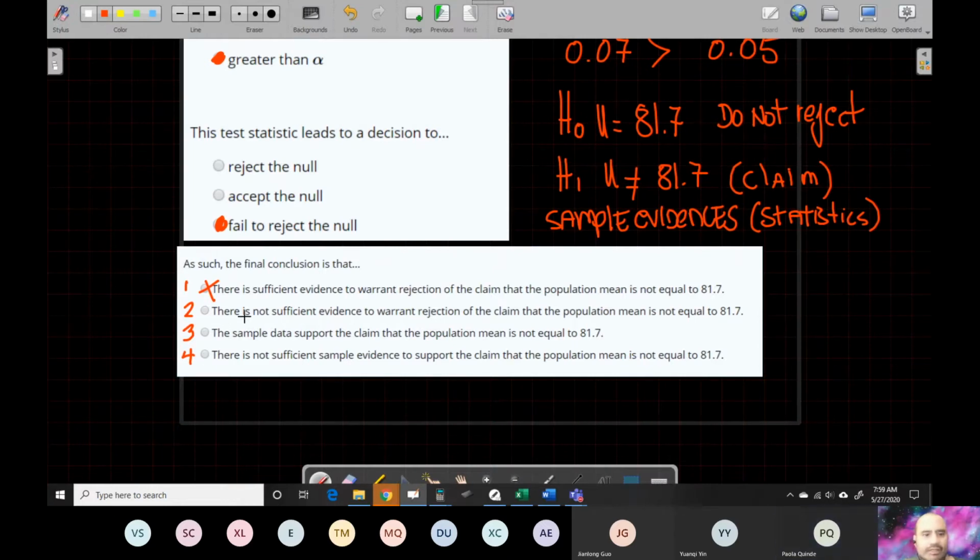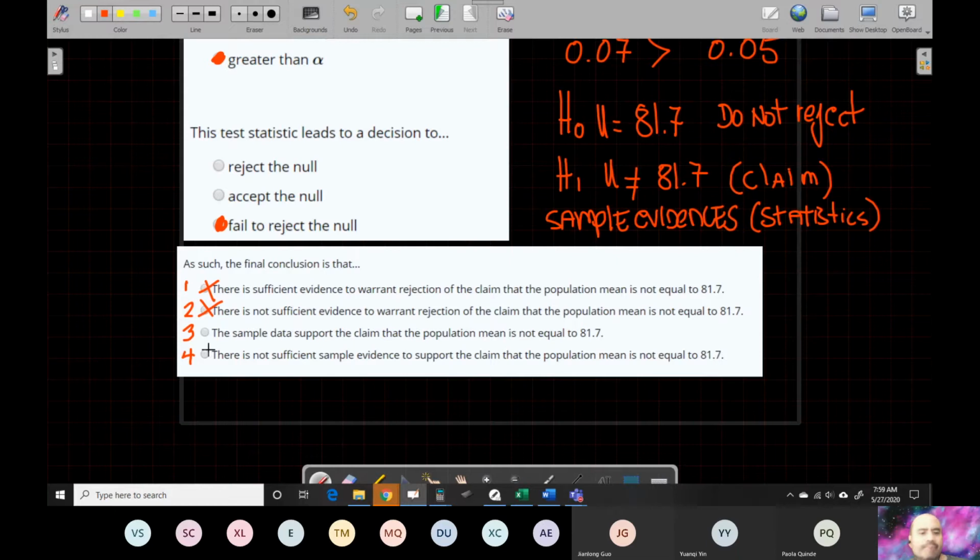All right, next one. There is not sufficient evidence to warrant rejection of the claim that the population mean is not equal to 81.7. Again, this is talking about the not equal. They're talking about H1. We are not talking about H1. We don't collect information on any of these problems. We don't collect information regarding anything other than H0. So we only have two choices here. Would you mind picking one of the choices?